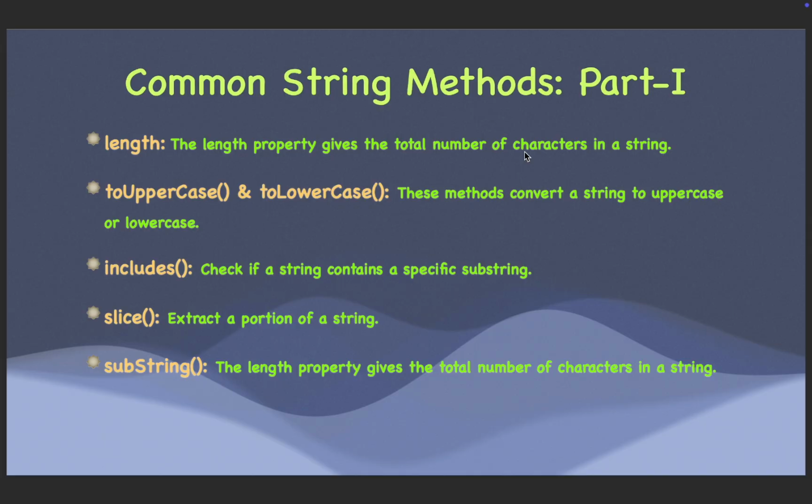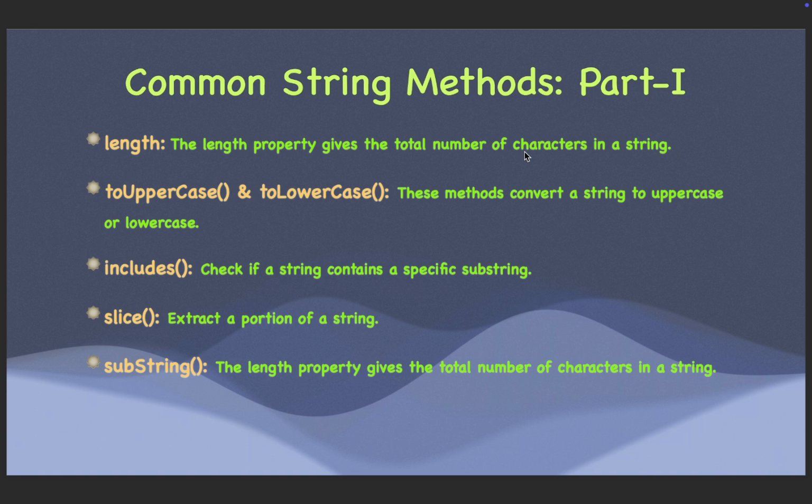Now let us see what the common string methods are that we can use to manipulate strings. First of all, we will see the length property. The length property gives us the total number of characters present in the string. Again, there are two most commonly used methods, toUpperCase and toLowerCase. These two methods will help us convert the string into either uppercase or lowercase as per the scenario.